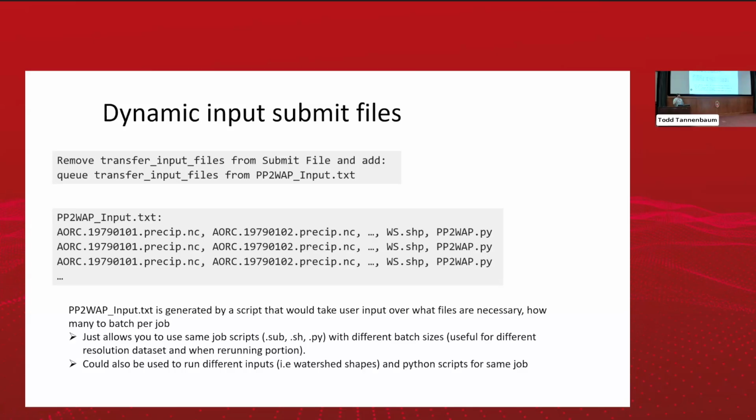This allows us to use the same job scripts, so submit files, executables, Python codes, regardless of the batch size, which is really useful for these different resolution data sets and rerunning portions of a time period. It also is much more flexible than that. It could let you run different watersheds with the same submit file at the same time, different Python scripts, even different numbers of files per job if you were really trying to optimize things.